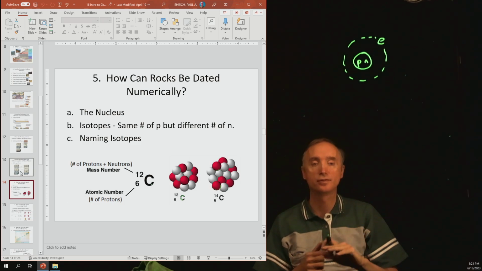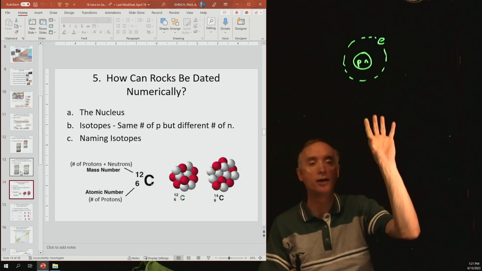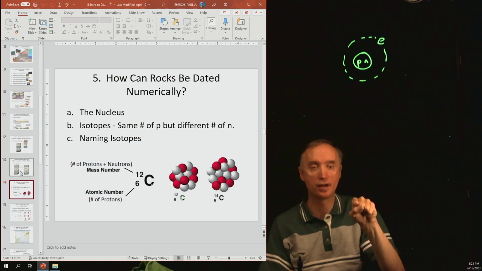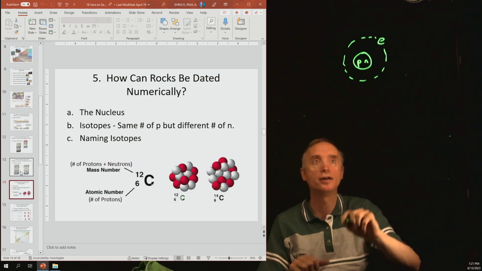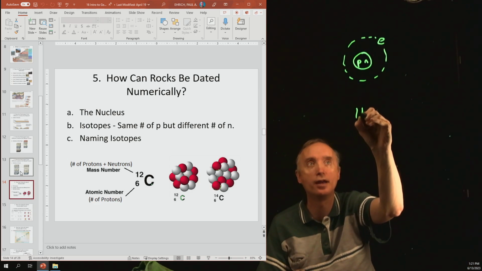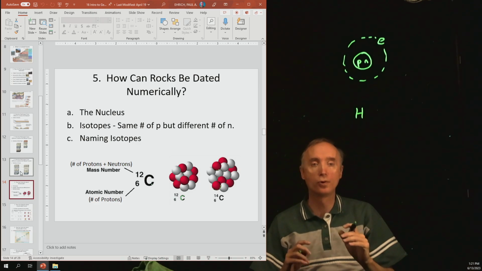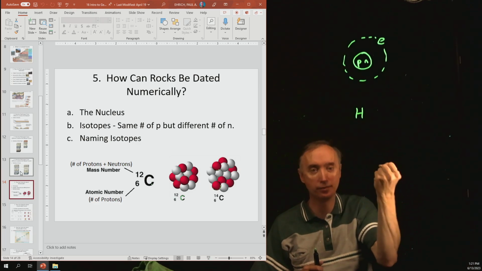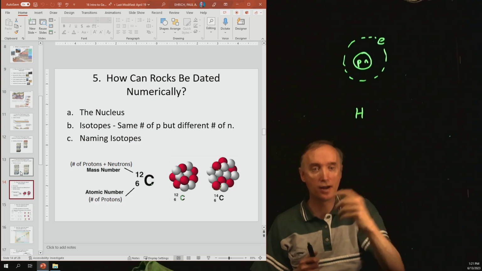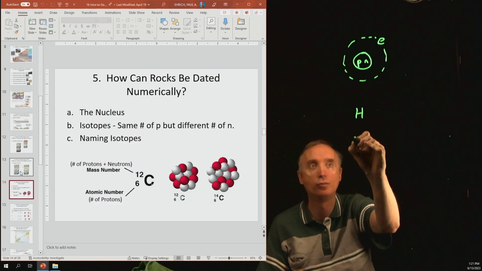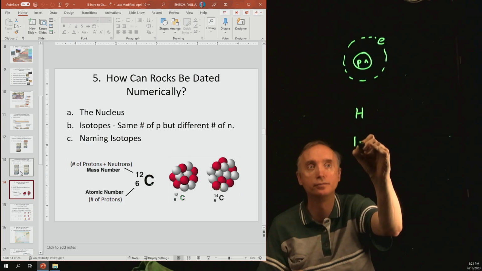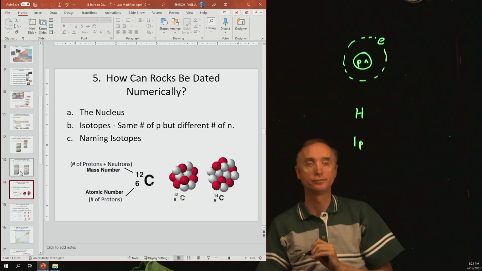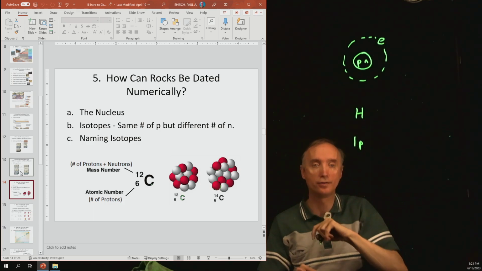So let's pretend that we go out and we just grab some hydrogen out of the air. Hydrogen is given by the letter H, and ordinary hydrogen, about 99% of the time, the hydrogen that you grab is only going to have one proton in it. That's it. And then it's got an electron in orbit around it.